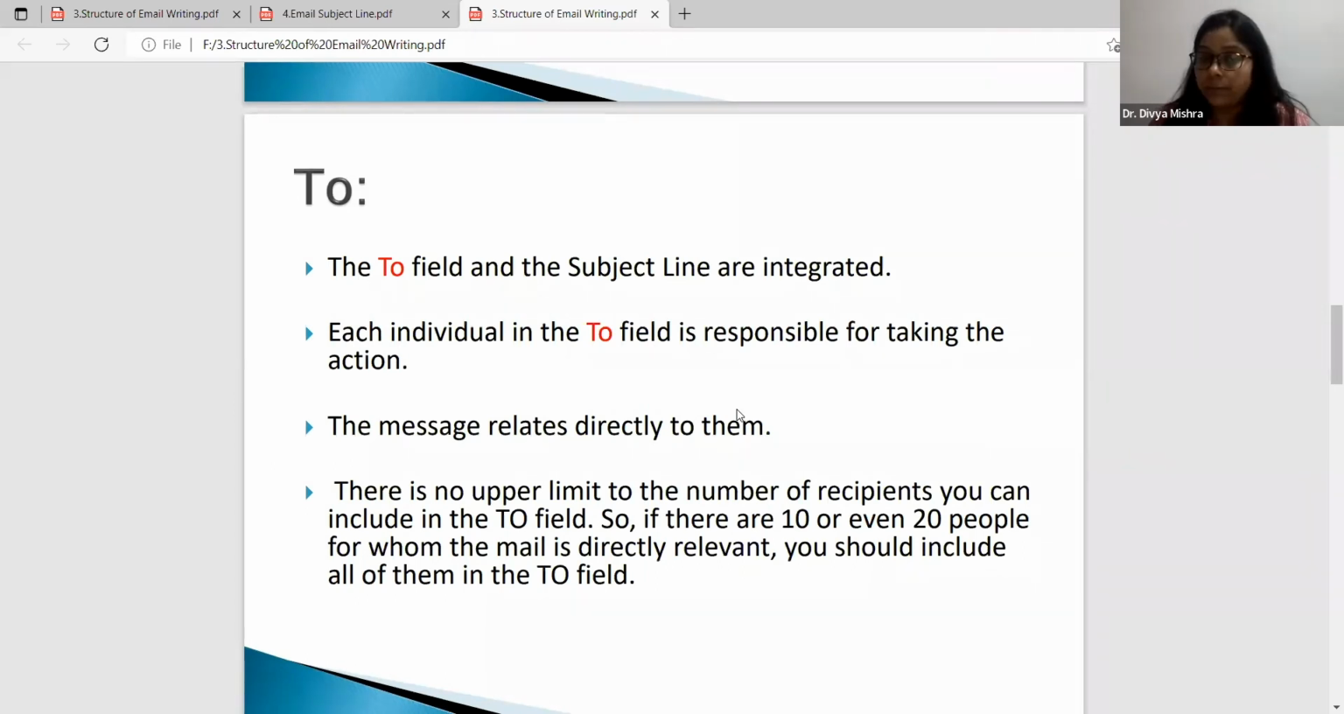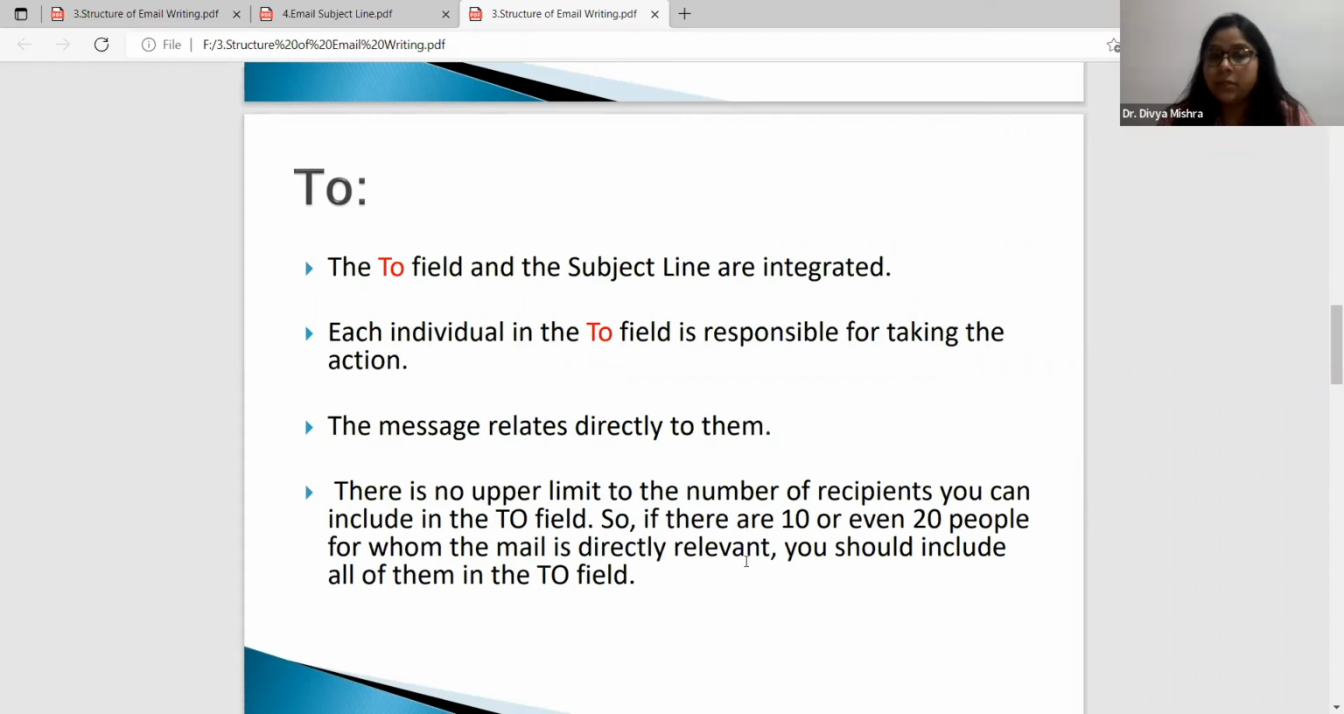This is very important. There might be a person who is directly responsible for answering your emails. That person's address should be written in To. There might be many persons whom you want to keep in the loop. That should be written in CC. They should not be written in the To line. So each individual in the To field is responsible for taking the action. Message relates directly to them.